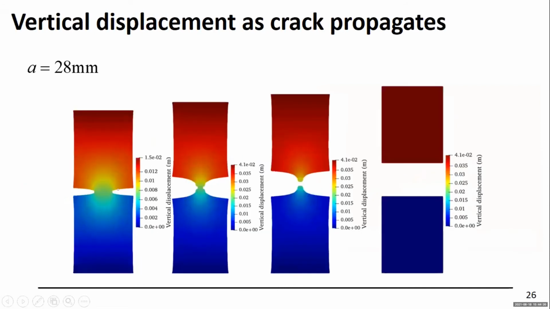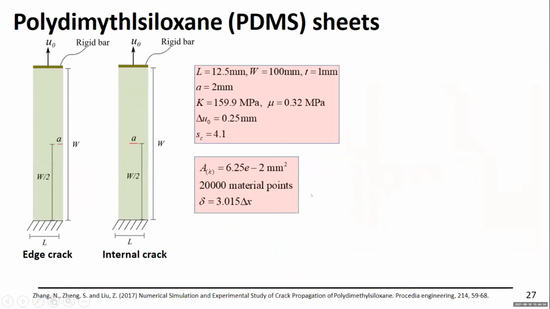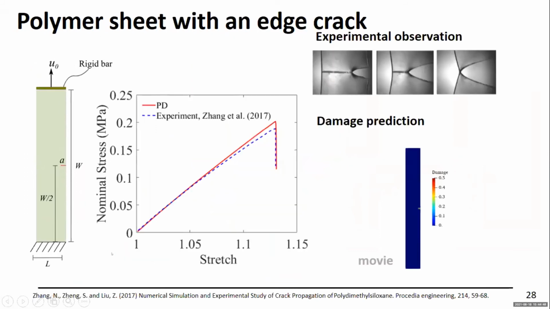And I'm showing you here the vertical displacements as the crack propagates. And then we said, okay, well, let's look at some other examples here. So we look at these PDMS sheets, and here you have an edge crack and an internal crack. Okay, so we chose the critical stretch to be 4.1, and I'm going to skip all the details here, but I have the edge crack and the internal crack here.